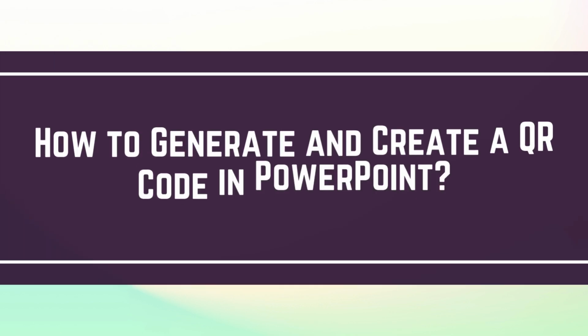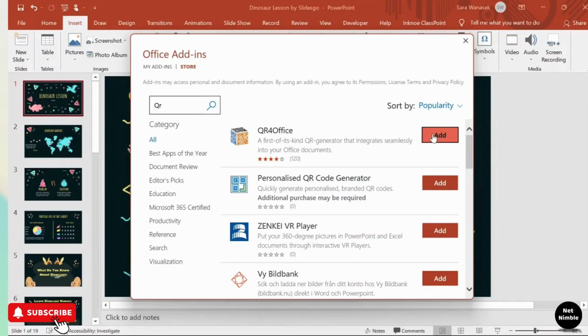How to create QR code on PowerPoint. First of all, to begin creating a custom QR code to share any information with your audience, you will first need the QR for Office PowerPoint add-in. In PowerPoint, go to the Insert tab, then click Get Add-ins and search QR, then find QR for Office and simply select it.